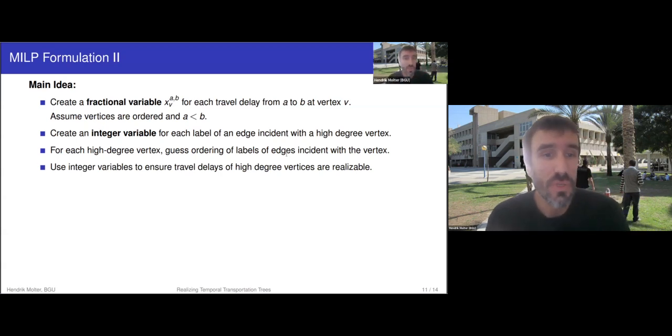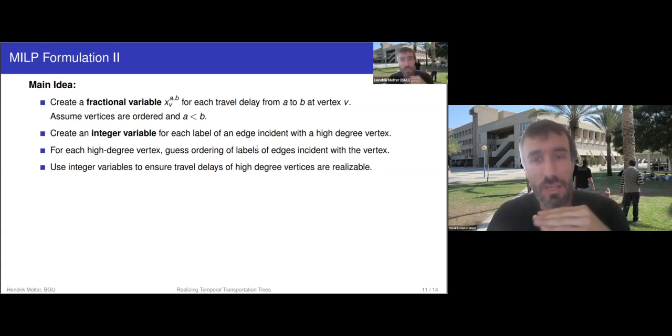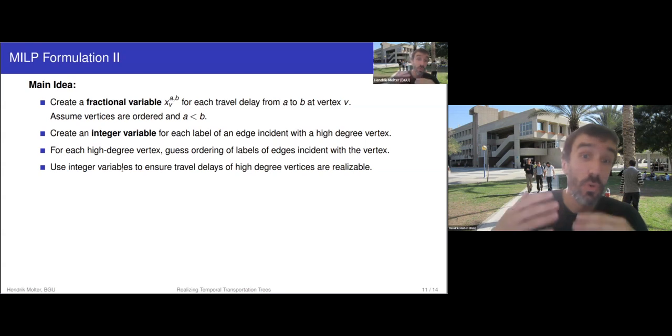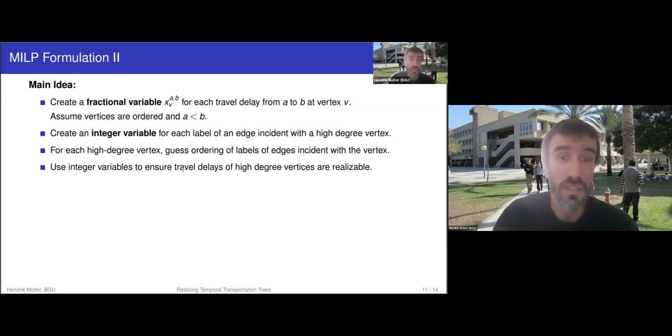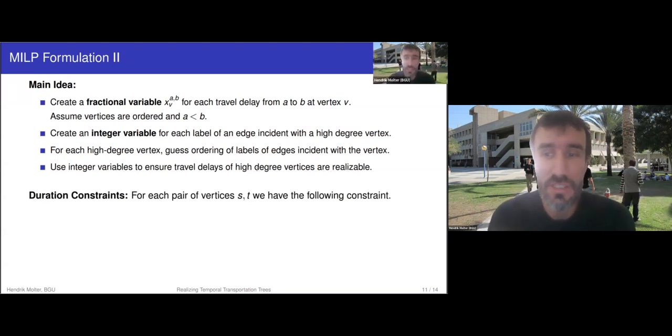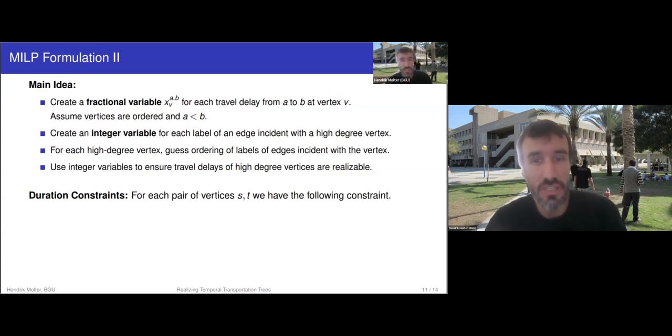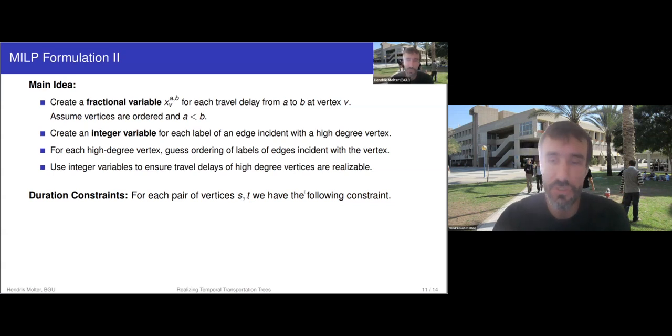These integer variables we can use to ensure that the travel delays of the high degree vertices are realizable. So in particular, this means we can just let the ILP, the MILP, make guesses for the labels, and those labels will then, with equality constraints, essentially directly give us the travel delays at the high degree vertices. And now we can just put the duration constraints as we briefly discussed earlier. So for each vertex pair, we just add up the travel delays along the path from S to T.